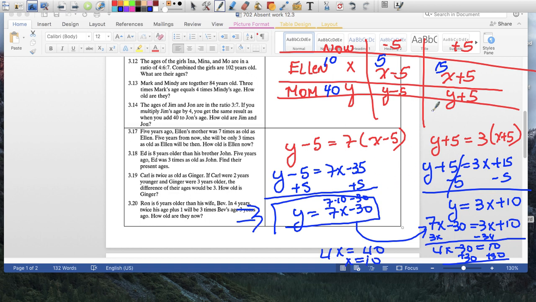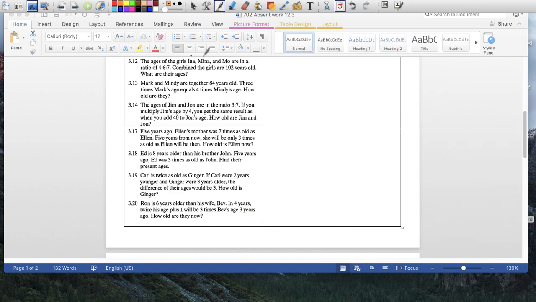Okay, so this one is a little trickier. 3.18, Ed is 8 years older, so I have Ed and John. If John is x, Ed's going to be x plus 8. 5 years ago would be minus 5, right? 5 years ago Ed would be x plus 8 minus 5, which gives us x plus 3. And John would have been x minus 5, yeah?